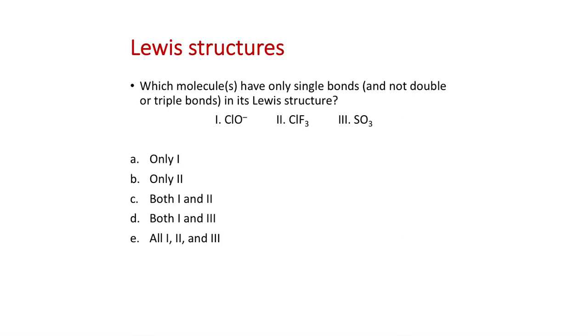Hello, I'm going to review a few slides from Chapter 8 after class so that we can do a few extra problems and examples on Lewis structures. So let's look at this question here. It's asking which molecule has only single bonds and not double bonds in its Lewis structure.